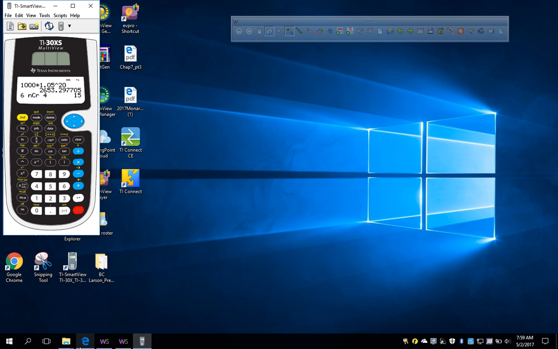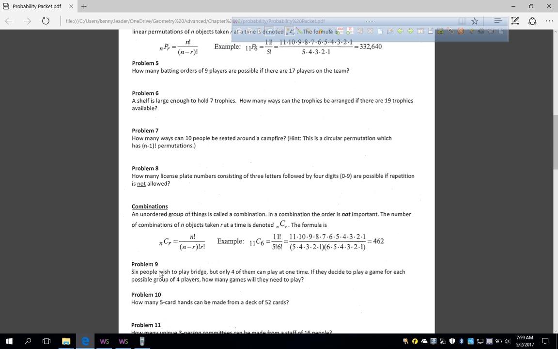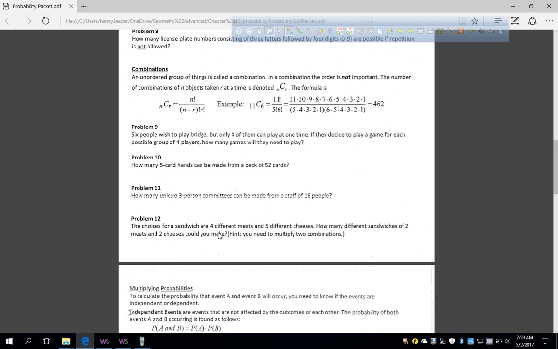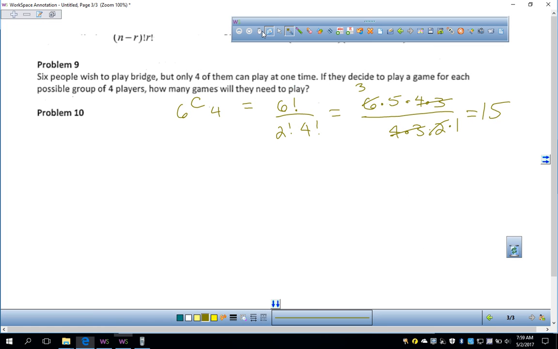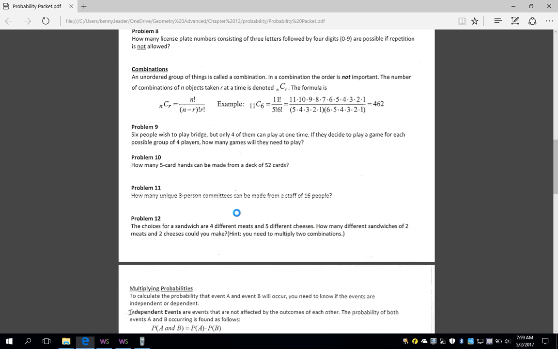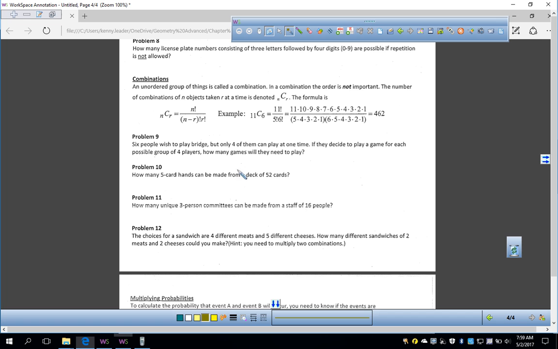All right, so let's look at another one. How many different 5-card hands can be made from a 52-card deck? How would I do that? Who can tell me how I would write that as a combination or a permutation? How would I write it? 52 combination 5, right? So that's kind of a tricky one to figure out.